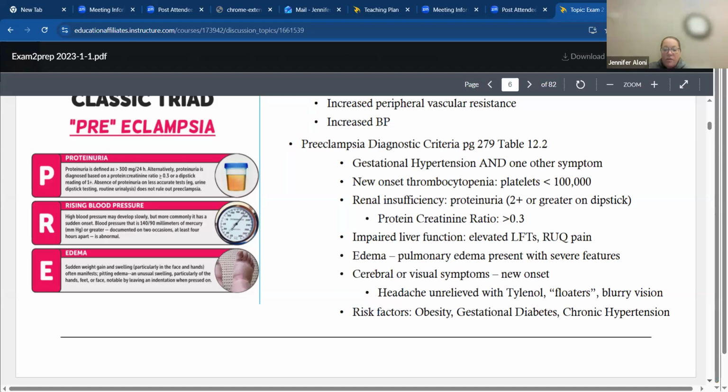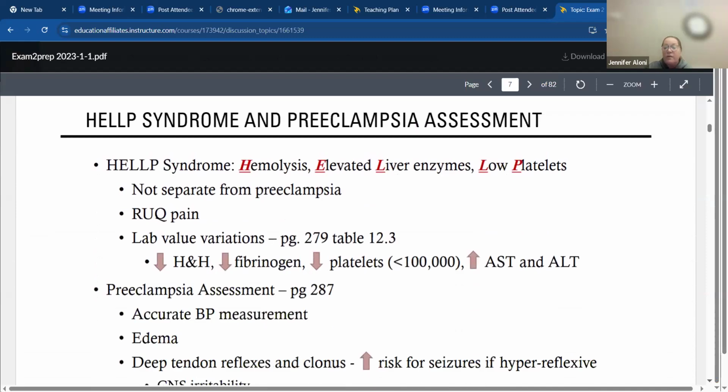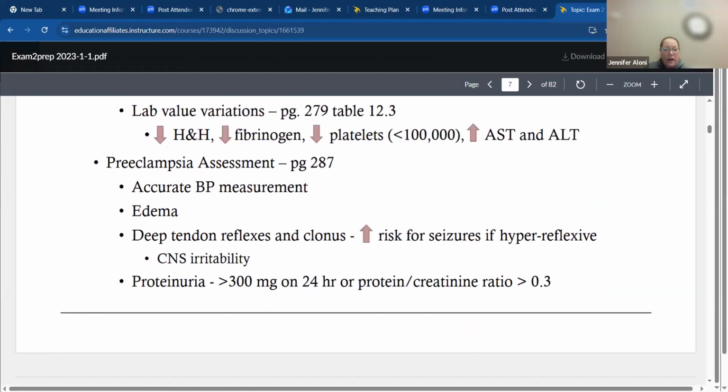Our risk factors are going to be obesity, gestational diabetes, and chronic hypertension. HELLP syndrome can occur after high blood pressure. That's hemolysis, elevated liver enzymes, low platelets: HELLP. So we're going to watch our labs, our liver enzymes, our platelets, our fibrinogen, and our H&H to see what our labs are doing. Okay.